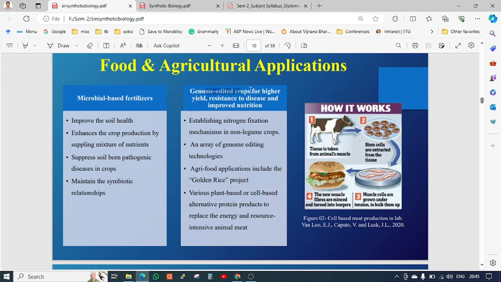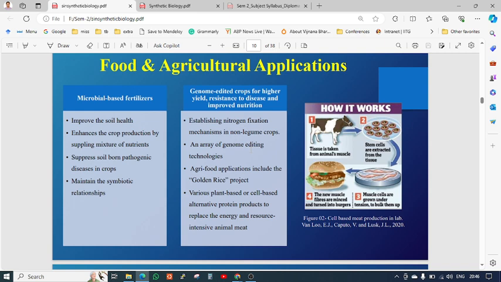Then genome edited crops give higher yield, resistance to disease and improved nutrition. Because to gain higher nutritional value, we have to go for resistant varieties. Establish a nitrogen fixation mechanism in non-legume crops. We already know nitrogen fixation is done by nitrogen fixing bacteria, which are only found in the nodules of leguminous roots.